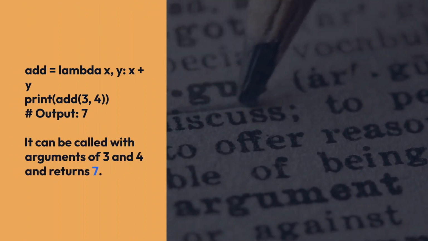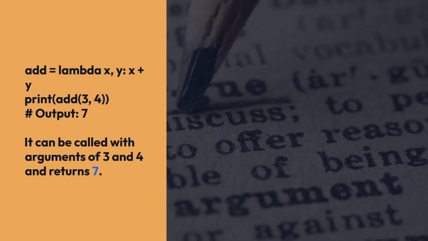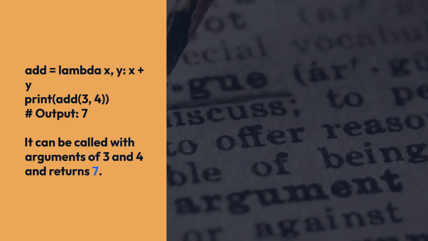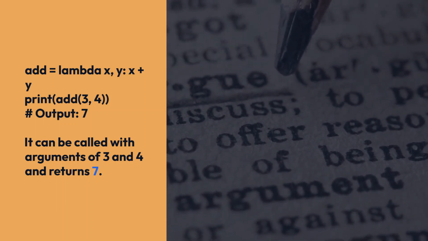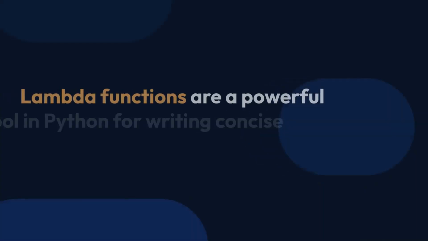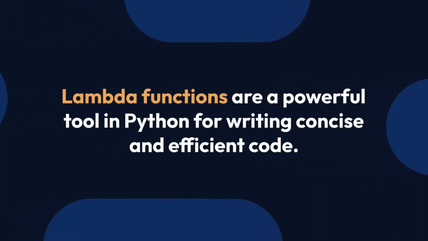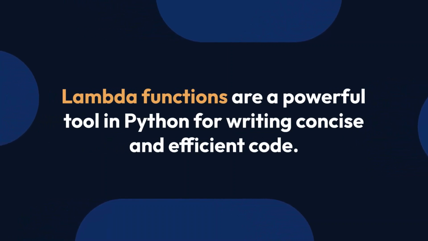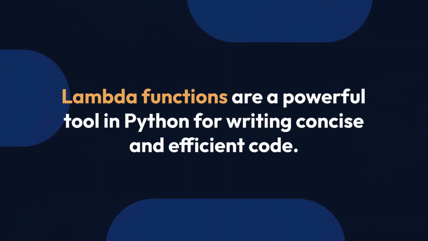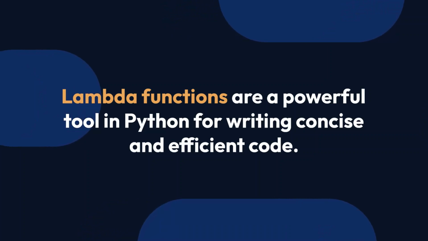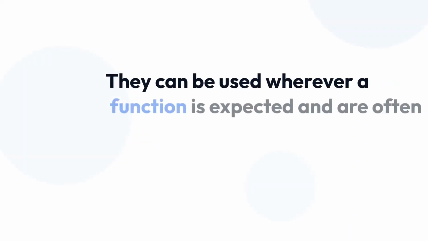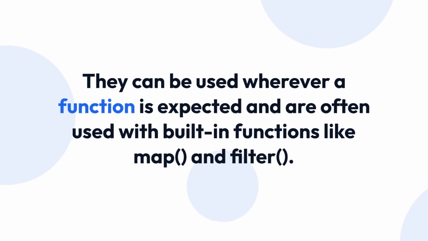add = lambda x, y: x + y, so add(3, 4) will return 7. It can be called with arguments of 3 and 4, and we can change arguments as needed. Lambda functions are a powerful tool in Python for writing concise and efficient code. They can be used wherever a function is expected and are often used with built-in functions like map and filter.